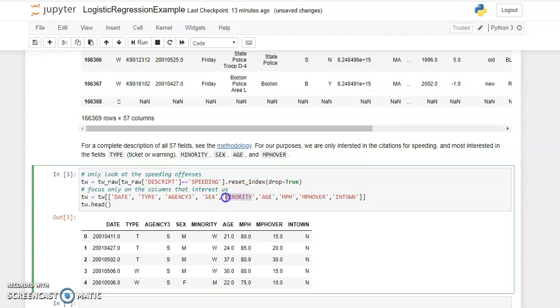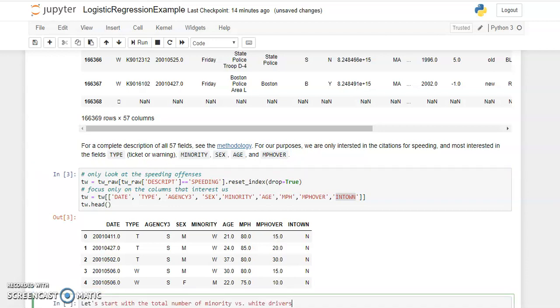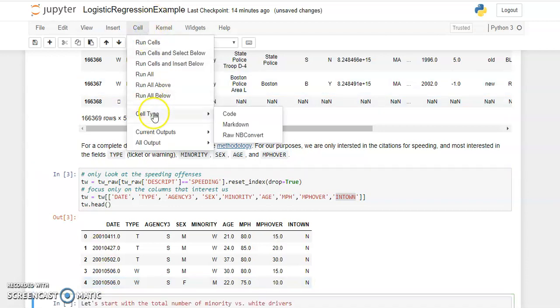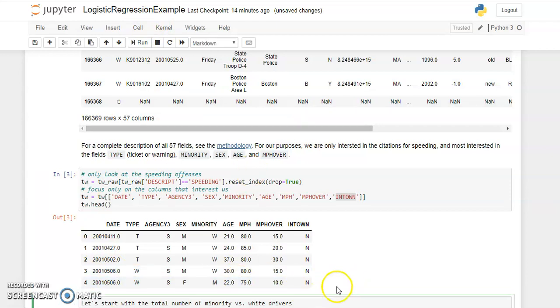And we'll actually see some interesting patterns in the agency column as well. Sex, minority, which in our case we are coding as either white or non-white, is how they were clustered. The age of the driver, the raw miles per hour that they were driving, and the miles per hour over the speed limit that they were driving. And then in town is an interesting thing. This is basically because there is an idea that cops tend to be easier, if you will, on local drivers.